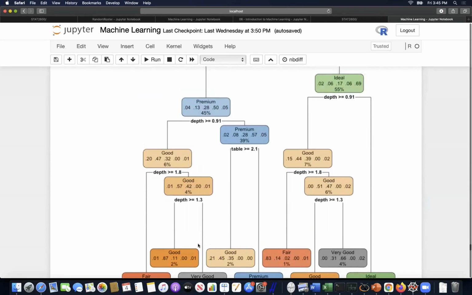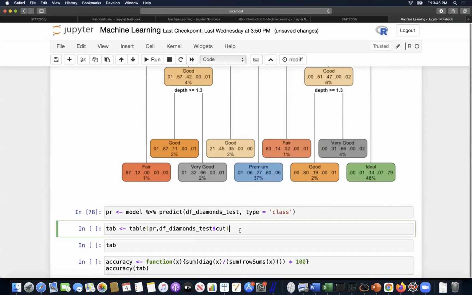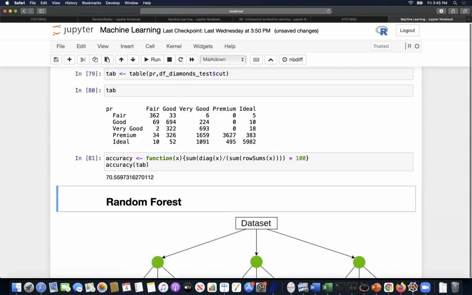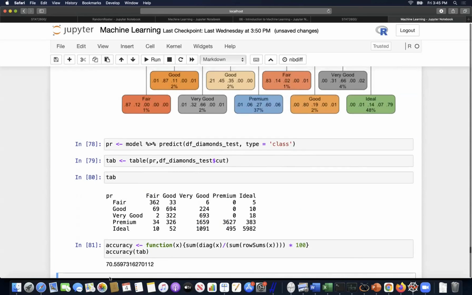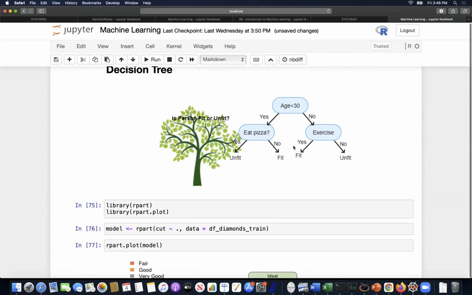Okay, not only does it give you the prediction, it also gives you the probabilities. Now you can do your prediction. You look at the confusion matrix, and then you look at your accuracy, and the accuracy is 70%. Any questions so far? Is everything clear? Perfect. So it's a powerful technique, highly interpretable.